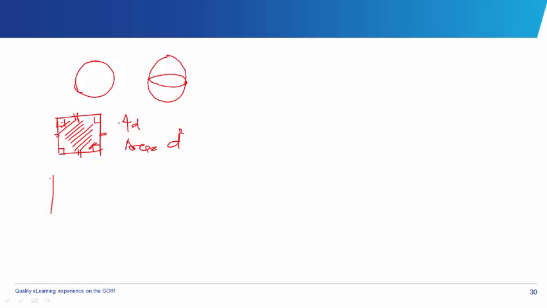Now, another shape we look at is a rectangle. The two opposite sides are equal. This side is equal to this side. Also, you have right angles at each of the edges.